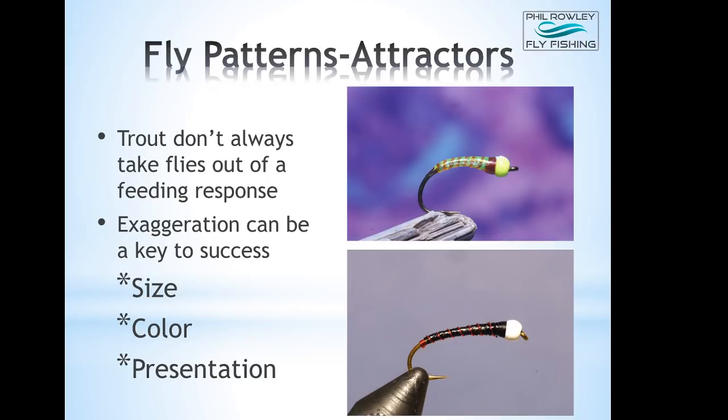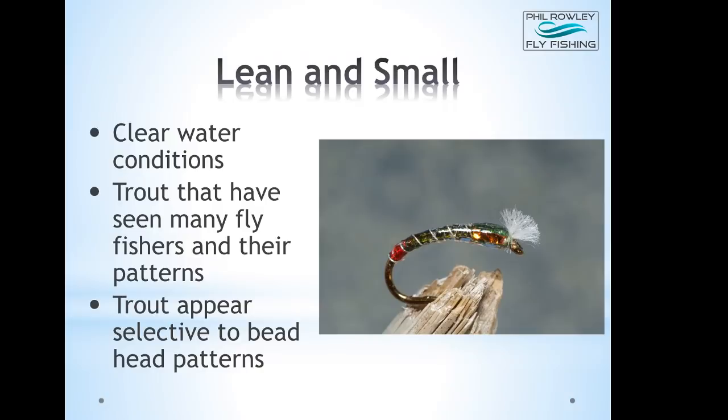So attractor chironomids are something to think about in your fly box. You're not always, as you think, matching their hatch. You're kind of matching the hatch as far as you're putting a chironomid on, but you're exaggerating how big it is, how gaudy it is, and the way you're presenting it.